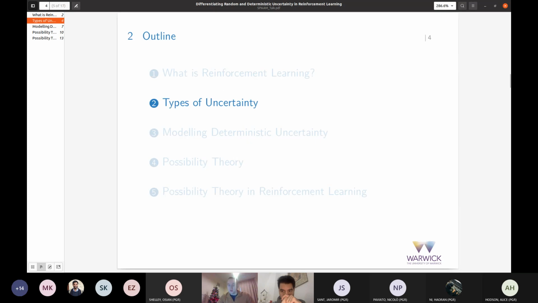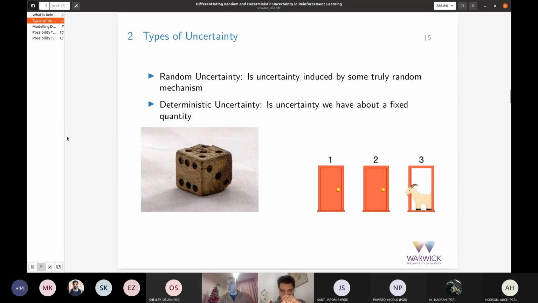So types of uncertainty. There's two main ways you can split up uncertainty into random or statistical uncertainty, and that's uncertainty induced by some truly random mechanism. So for example, rolling a dice. Between successive experiments, the value will change and you can do nothing to predict it. You can only learn the distribution.